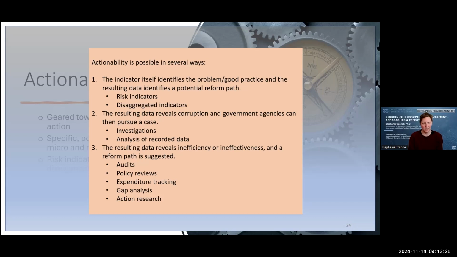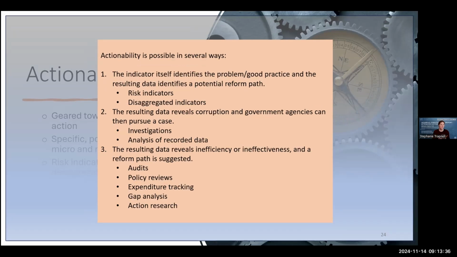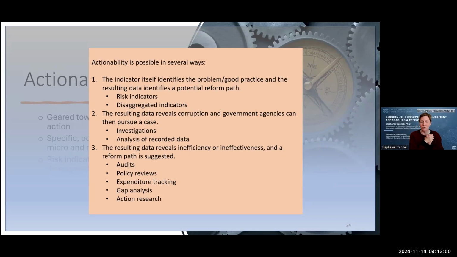Actionability has become a hot topic, or at least was a hot topic in the last 5 or 10 years, because the pushback against indices was, well, how do I use this? How does this even help me besides starting conversations? Actionability was the response. Under an index, you could have 50 indicators, 100, 150 indicators, all being aggregated up to produce your one country score. But those disaggregated indicators underneath are actually what's going to give you the actionable data.